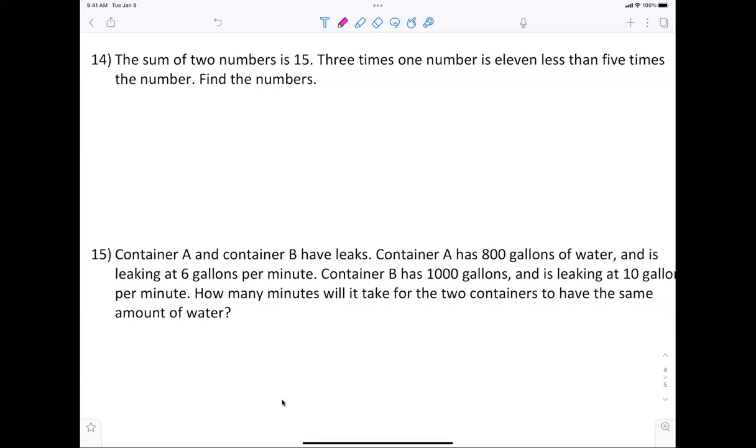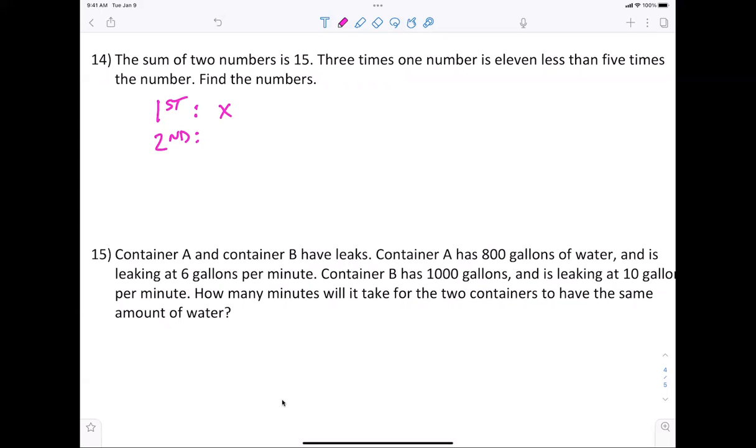Now, some people here thought they could use two variables. We're not using two variables yet. That's coming, but not right now. All right. The sum of two numbers is 15. So we're talking about two numbers, the first number and the second number. Do I have any idea what the first number is? No. So that's going to be x. Now, who can tell me what the second number is going to be?